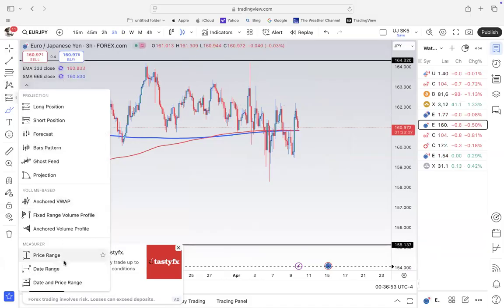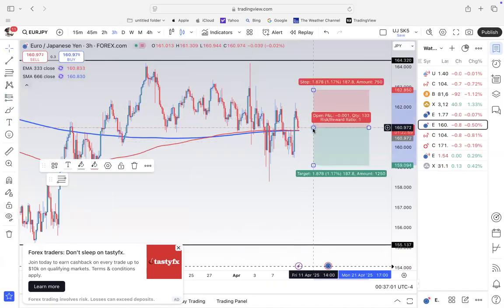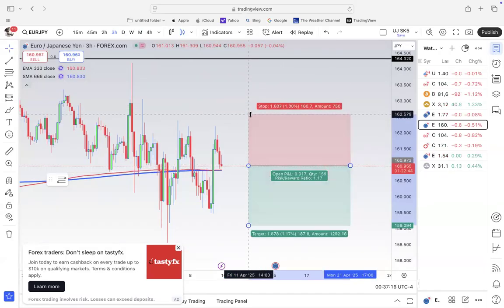Where is the short position? Here we go. So I was going to take a short position and I'm getting in right here. You see the risk to reward. The risk to reward ratio is 1 to 1 if I took this trade. Of course, if you're using TradingView, you can adjust this.